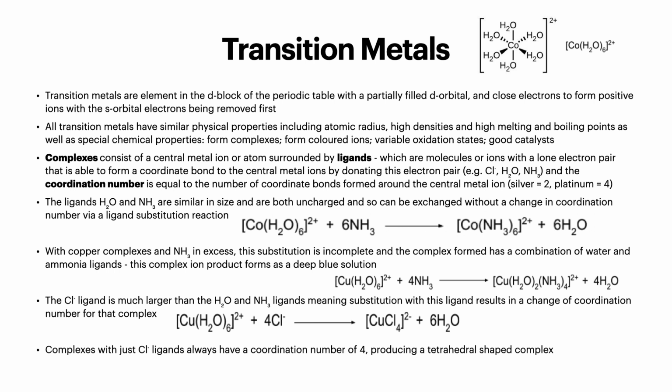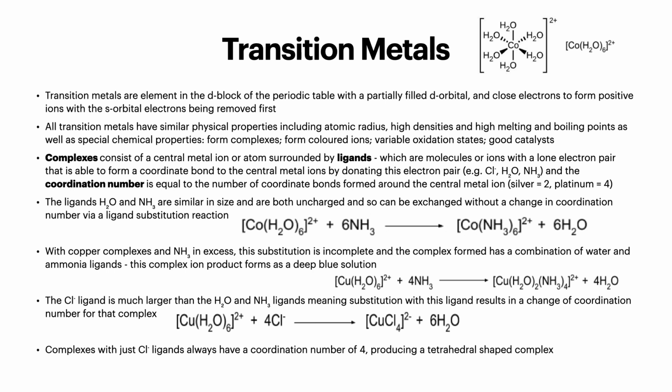The coordination number is equal to the number of coordinate bonds formed around the central metal ion. So silver has a coordination number of 2 and platinum has 4. The ligands of H2O and NH3 are similar in size and are both uncharged, and so can be exchanged without a change in coordination number via ligand substitution reaction.